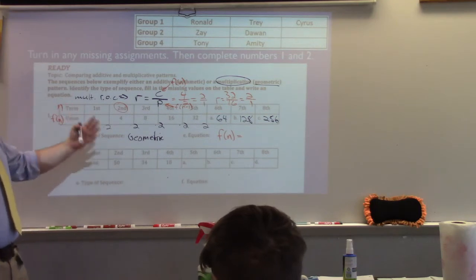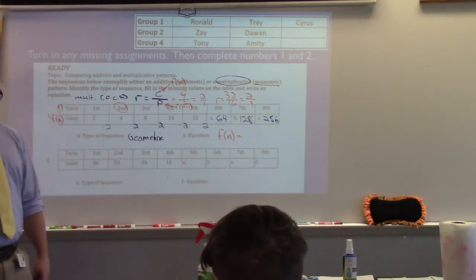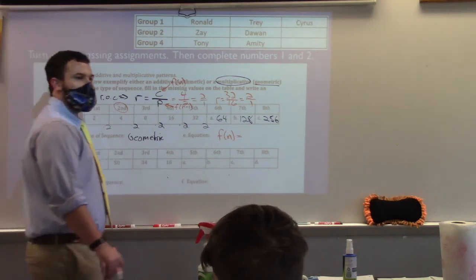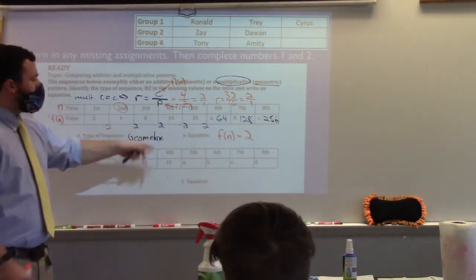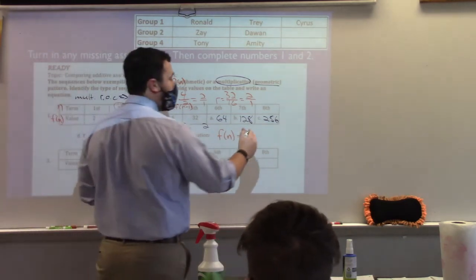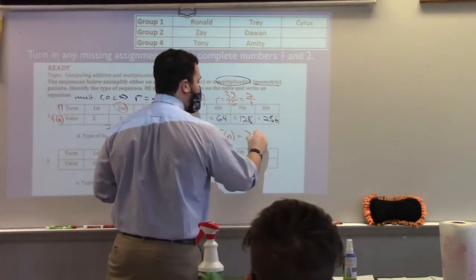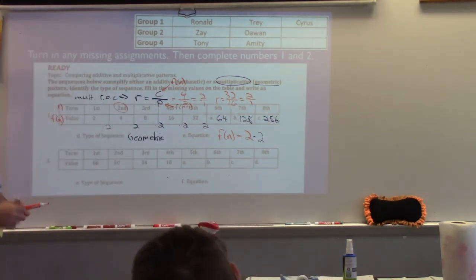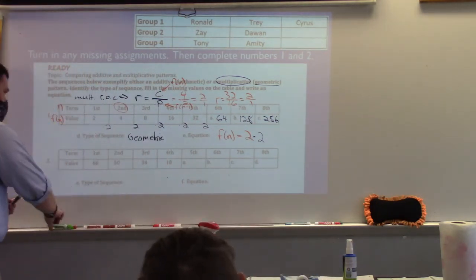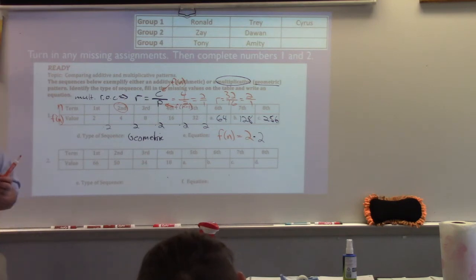Well, let's look up here. What output do I start with? 2. Don't I start with a 2? Do start with a 2. And what am I doing to that 2? Multiply by 2. Okay, see, those are things we want to pay attention to. I'm repeatedly multiplying by 2. Well, mathematically, how do I show repeated multiplication? With an exponent.